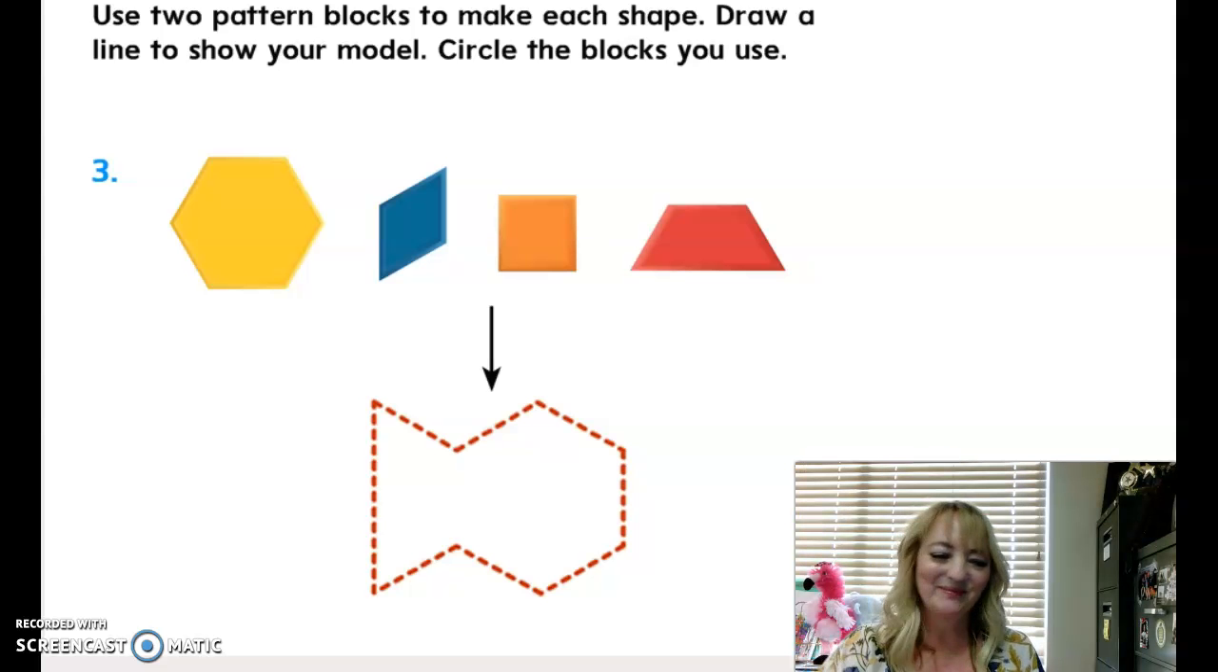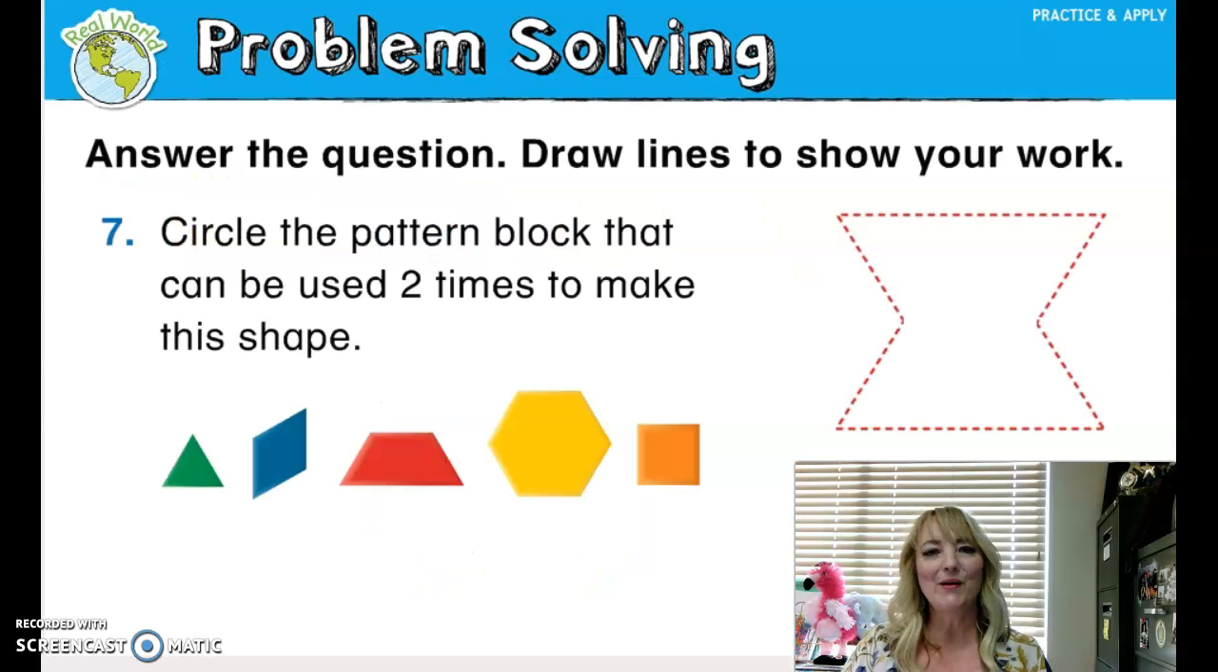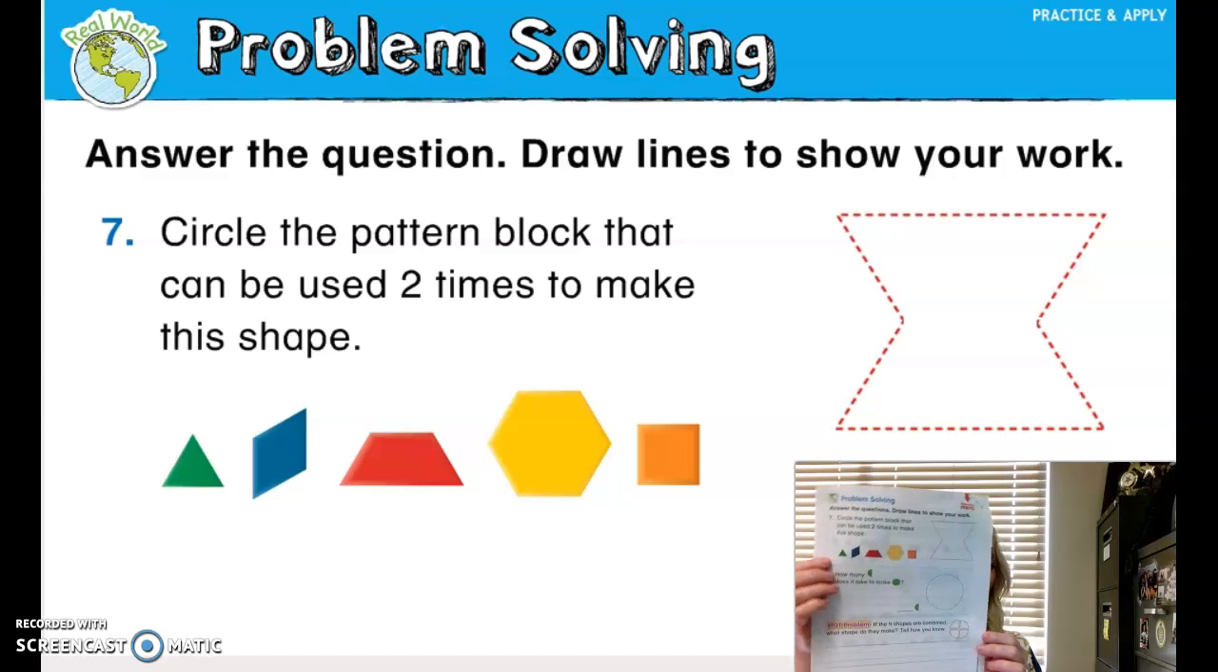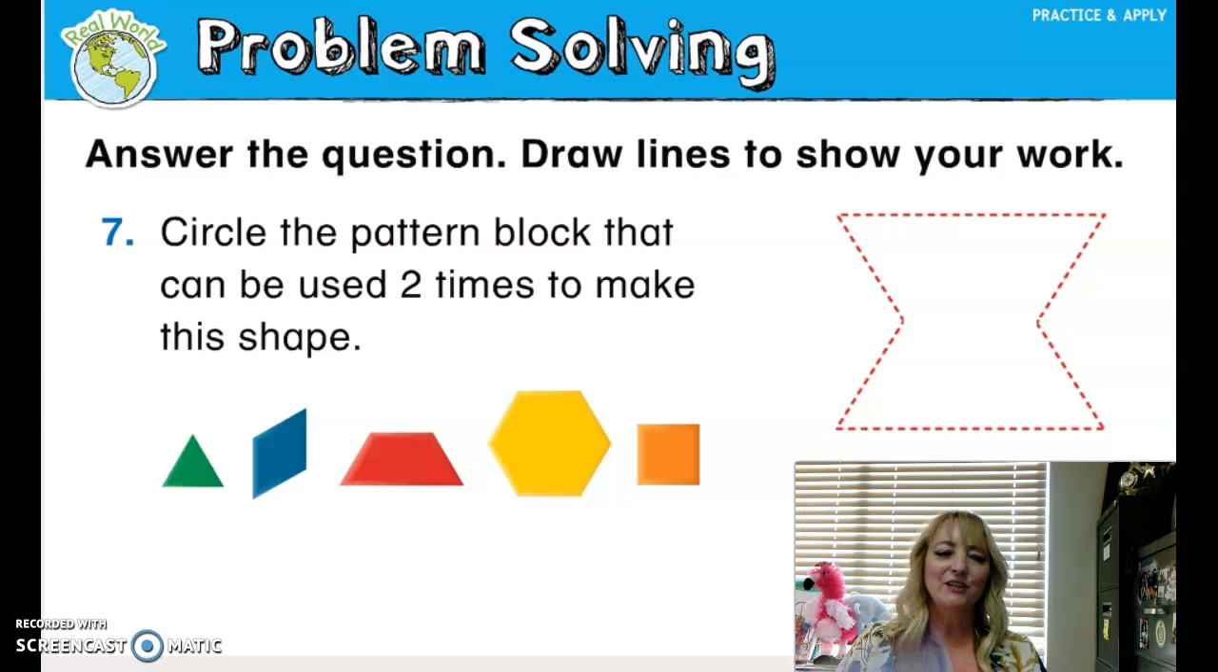Okay, awesome. We're back. I hope that went pretty well on my own page. We're now on the back, on problem solving on the back side. Problem solving, real world. Answer the questions, draw lines to show your work. Number 7, circle the pattern block that can be used 2 times to make this shape. So here, you're going to use one of these shapes twice. Which shape would you use?